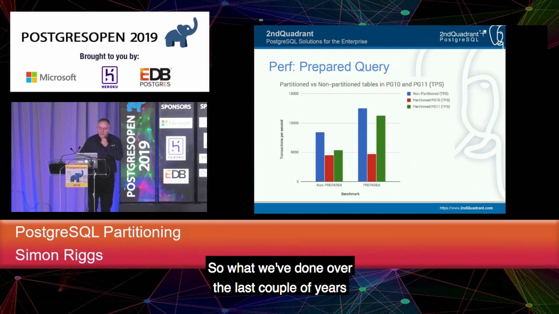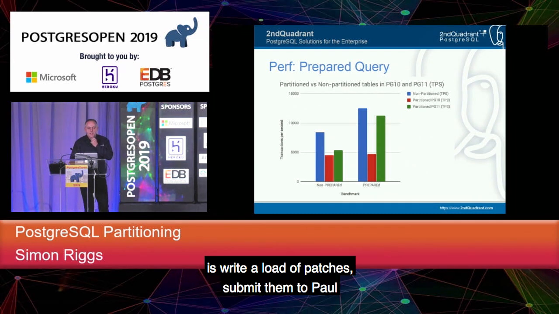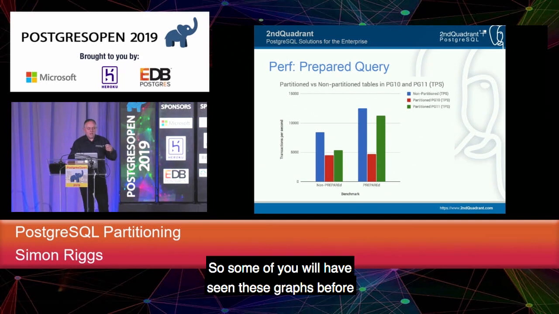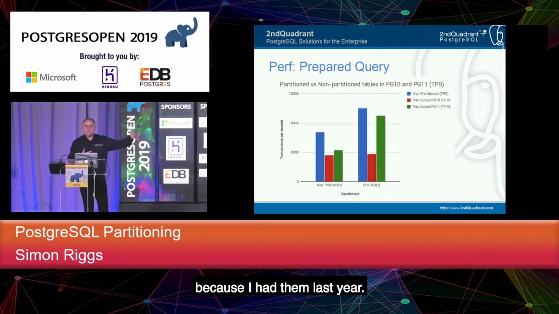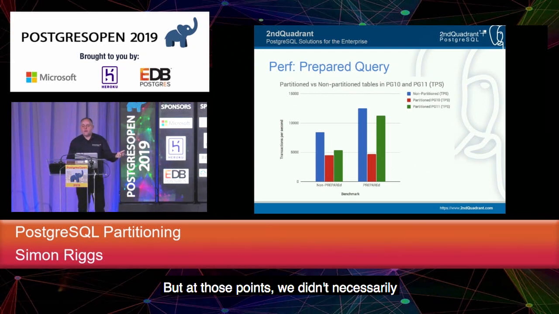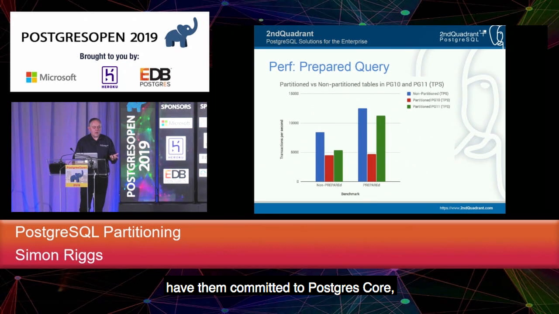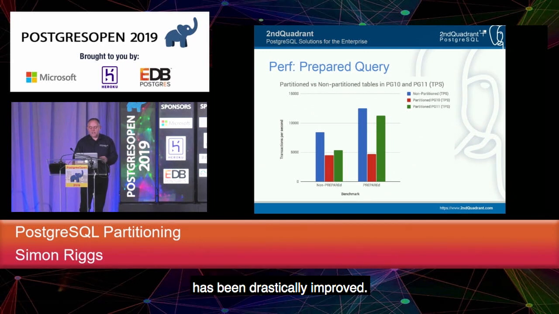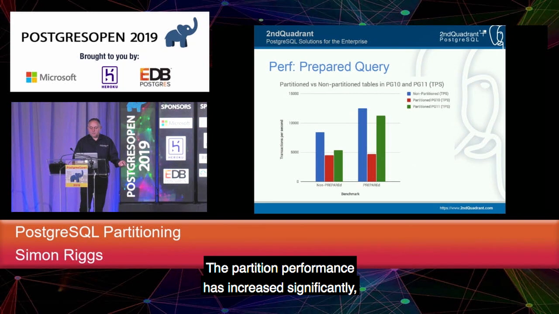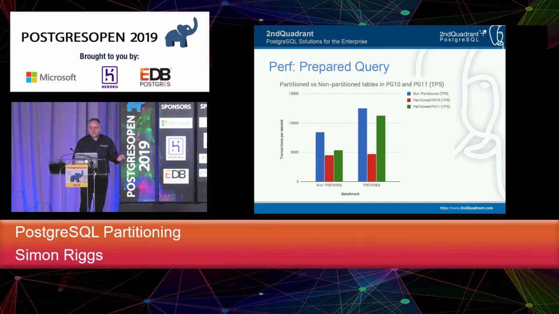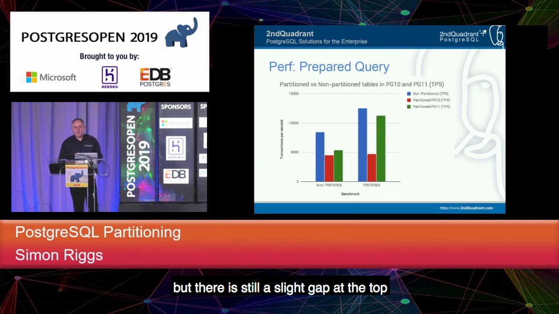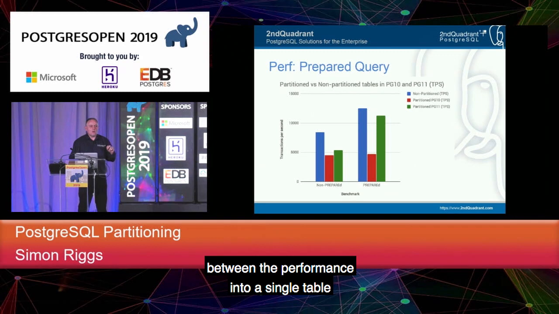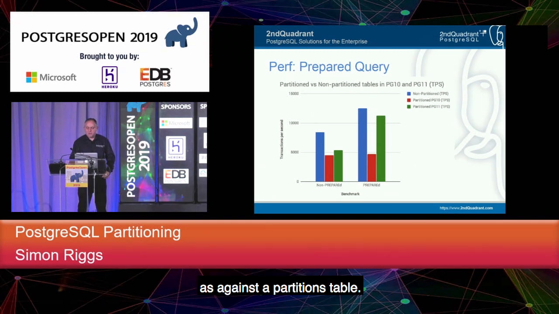So what we've done over the last couple of years is write a load of patches and submit them to core to improve this performance. Some of you will have seen these graphs before because I had them last year. But at that point, we didn't necessarily have them committed to Postgres core. So you can see where we were in Postgres 10 has been drastically improved. The partition performance has increased significantly, but there is still a slight gap at the top between the performance into a single table as against a partitioned table. Obviously, we're trying to reduce that as small as possible, but we haven't got it to 0.